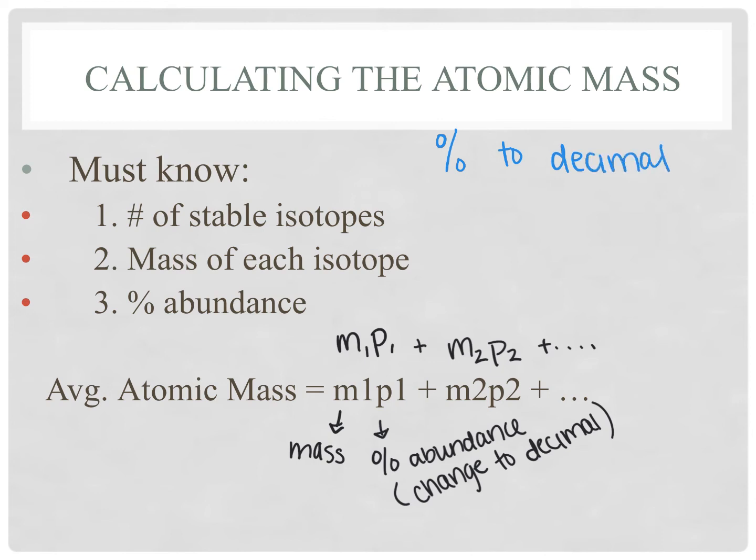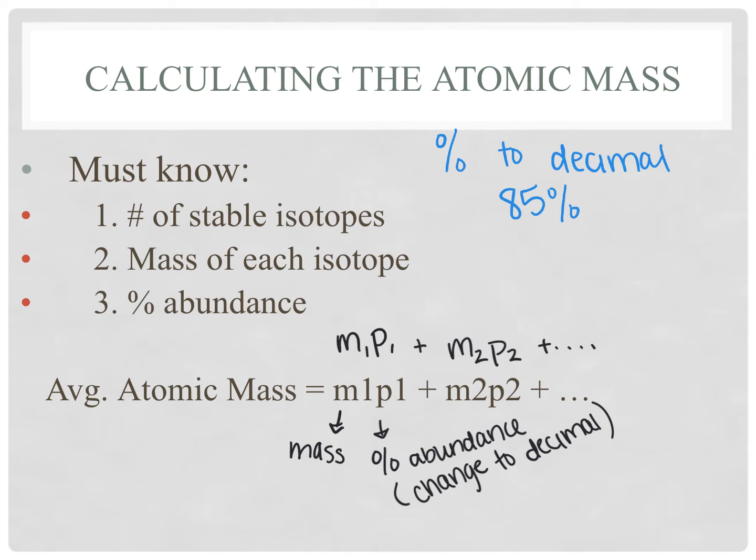And before we move on, let's just refresh and review. How do you convert a percent to a decimal? Like, let's say we had 85%. How would you convert that into a decimal? What would you do? Just put a decimal point in front of the 8.